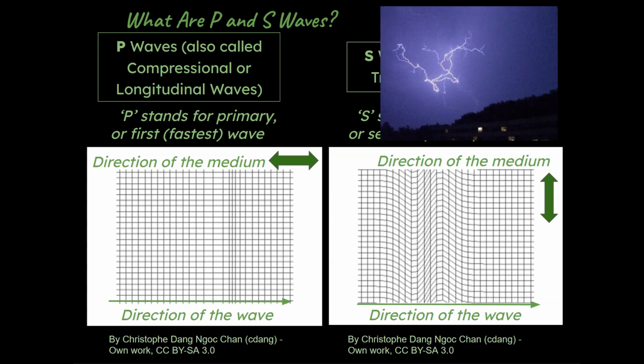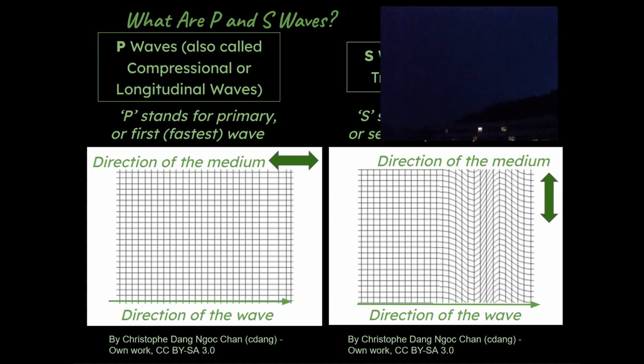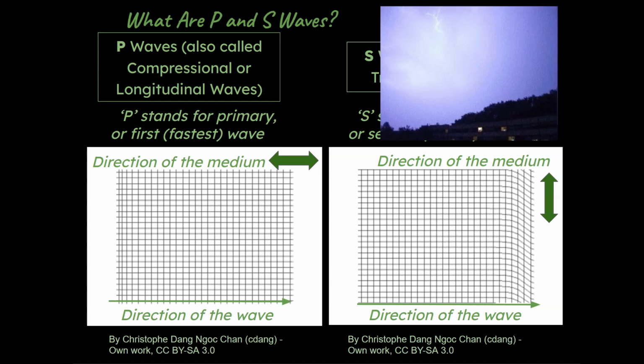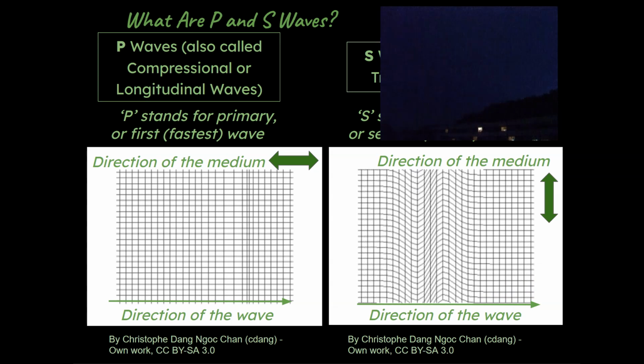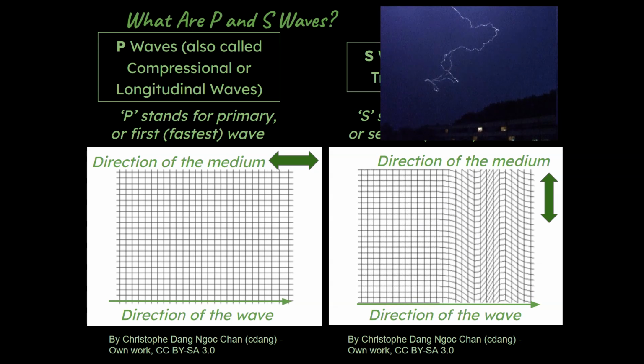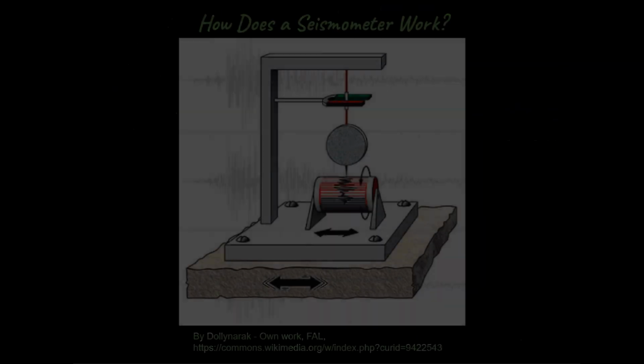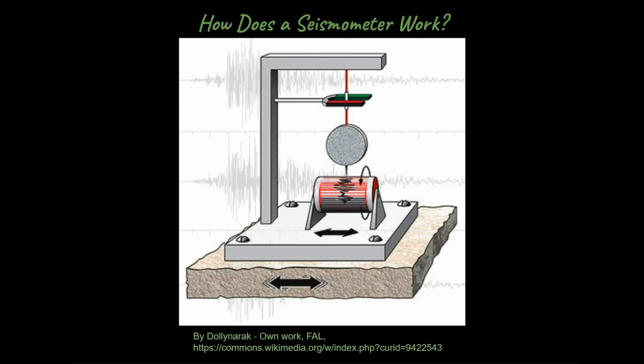That's like the difference in time between light and sound coming from lightning. We can tell how far away the event was by the difference in time that we get from the P wave and the S wave. Alright, so taking that information, I do want to point out quickly how a seismometer works.